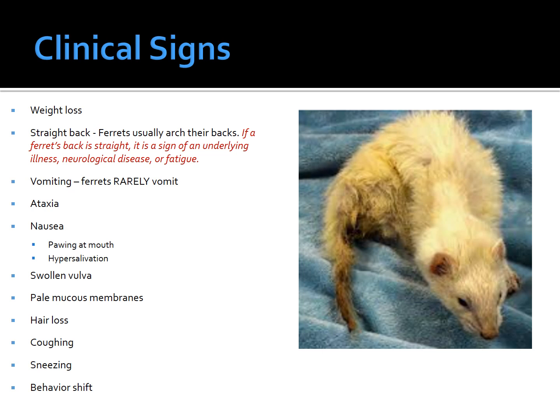Vomiting is a very critical sign because while ferrets can vomit, it is rare for them to vomit. Ataxia, nausea, swollen vulva, we'll talk about that, pale mucous membranes, hair loss. And we don't talk about hair loss with other species as a clinical sign, but in ferrets it absolutely is. Coughing, sneezing, and behavioral shifts. If you have a normally placid, sweet ferret that suddenly becomes aggressive, it could be a problem.